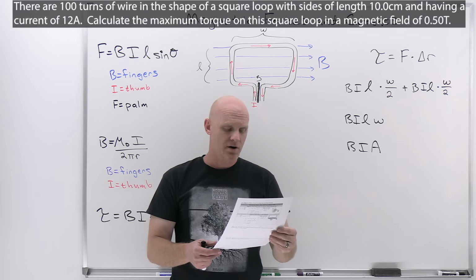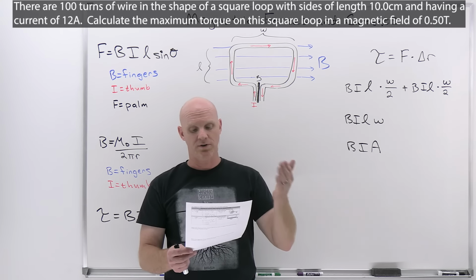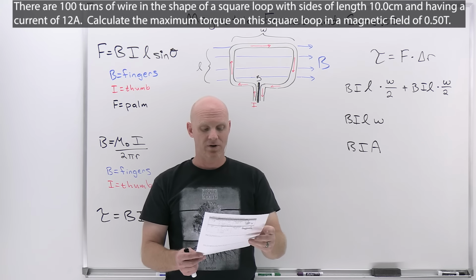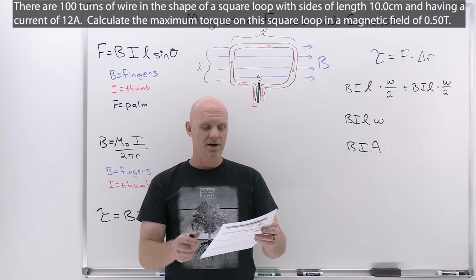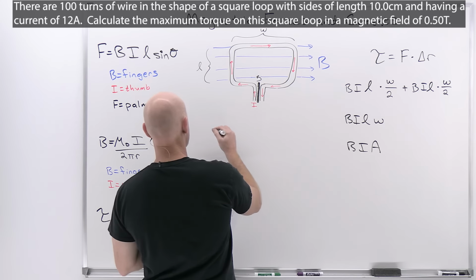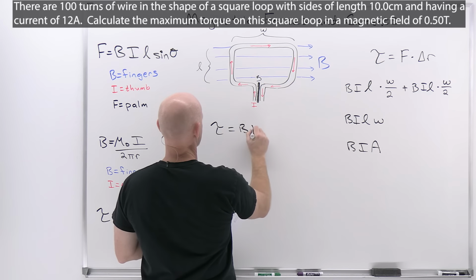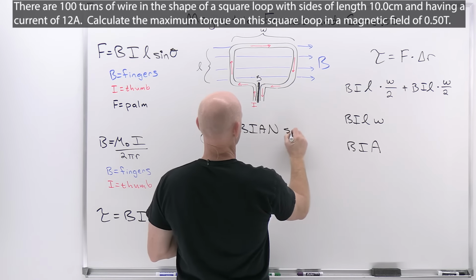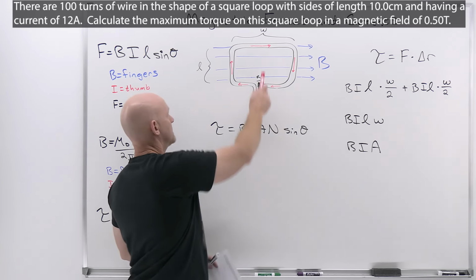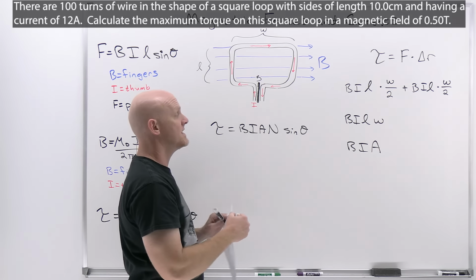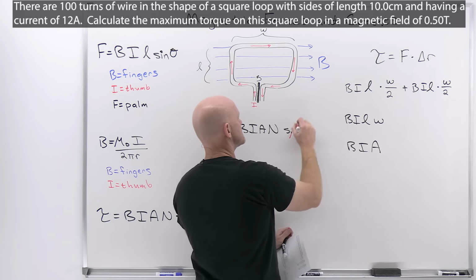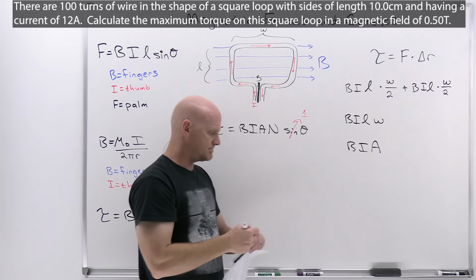So the question says there are 100 turns of wire in the shape of a square loop with sides of length 10.0 centimeters and having a current of 12 amps. Calculate the maximum torque on this square loop in a magnetic field of 0.50 Tesla. It's going to be total plugging and chugging here. So again, torque equals BIAN sine theta. Now, if we're going to calculate the maximum torque, that means our loop must be parallel to the magnetic field. That way, we're 90 degrees away from the normal, and sine of 90 is 1 to get the maximum.